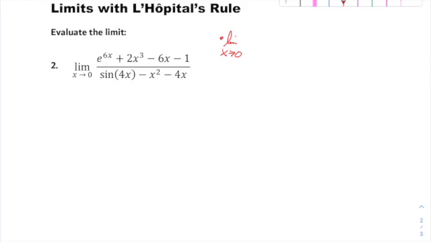Polish it up. So for the limit of the numerator, write two separate limits. The limit of e to the 6x plus 2x cubed minus 6x minus 1. And if you've already done all the substituting in your head, you know that that is 0.